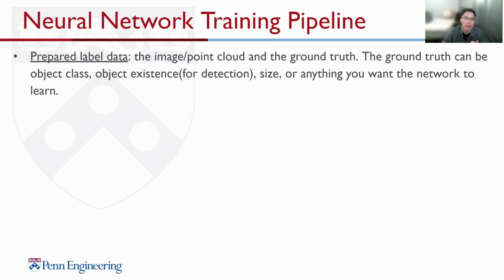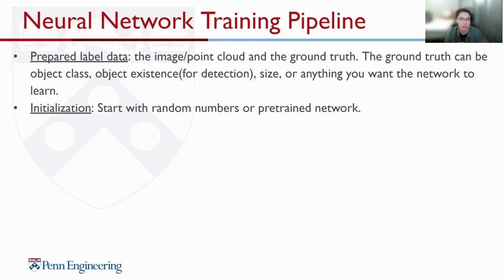First, we need to prepare labeled data. This is not just labeling the data with bounding boxes. This is preparing the image and the ground truth in the format that we want this neural network to learn. So the ground truth can be object class, object existence for detection, the size, or anything you want the network to learn. Then we need initialization.